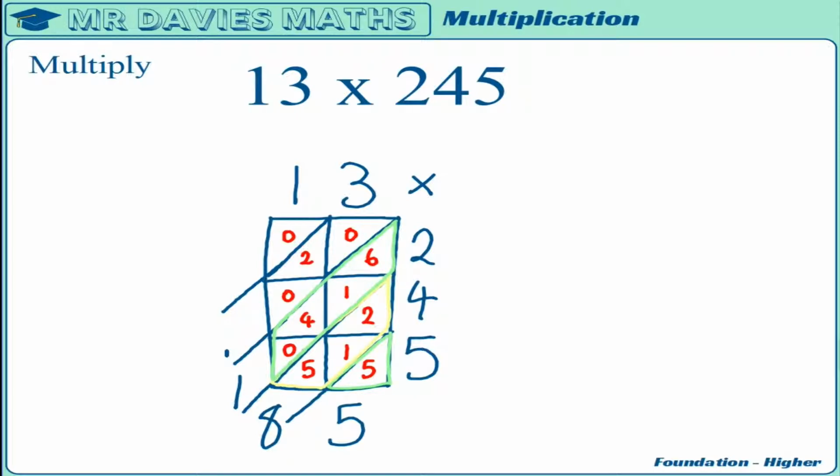The next diagonal is going to be 0, 2 and a 0. So that'll make 2. But don't forget the one I've already put over here, so that'll add to them, so I get 3. And the last diagonal has 0 in there, so I just don't bother writing that one out. So my answer is, from left to right, 3, 1, 8, 5. 3,185.